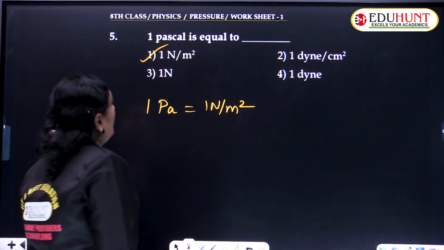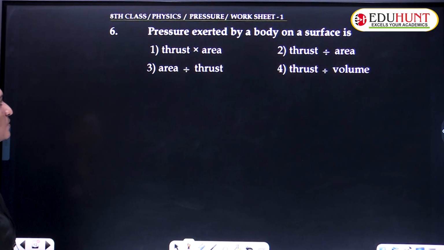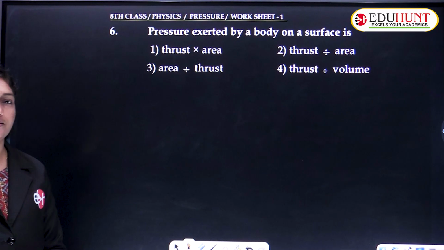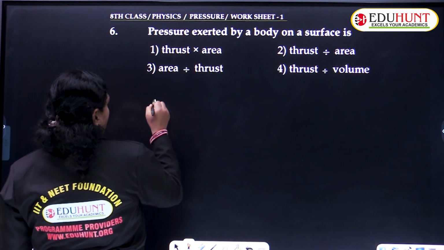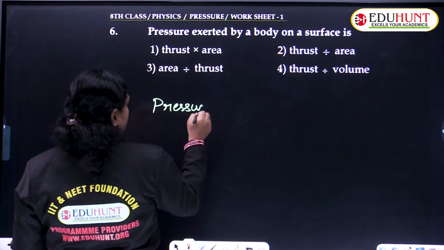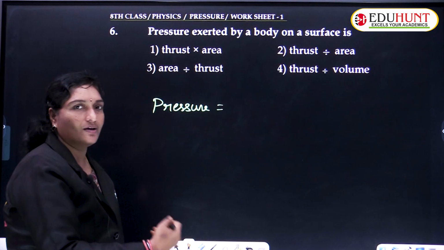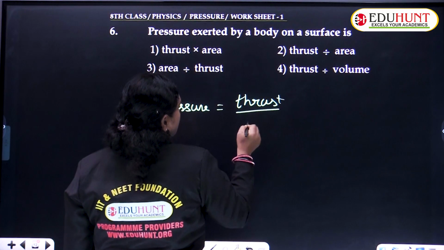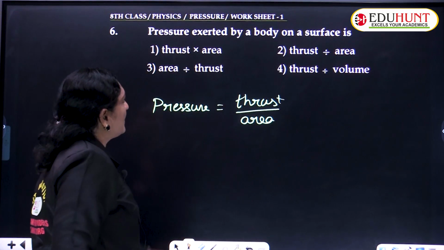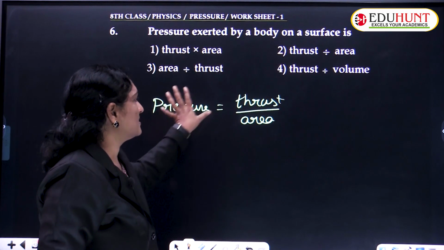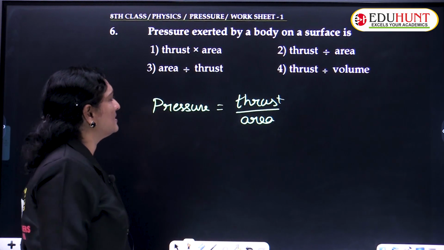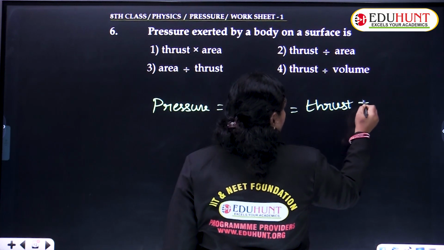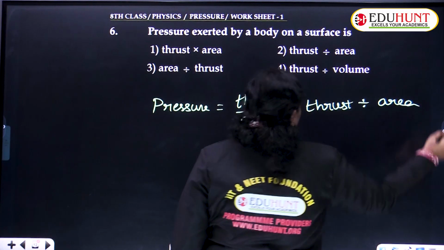Moving ahead with the next question, the 6th one, children. Pressure exerted by a body on a surface is equal to. As we know, pressure is defined as force upon area or thrust upon area. In the options they gave it as thrust, so let me write it as thrust upon area. So pressure exerted by a body on the surface is equal to thrust upon area, which is nothing but thrust divided by area. So where is that correct?